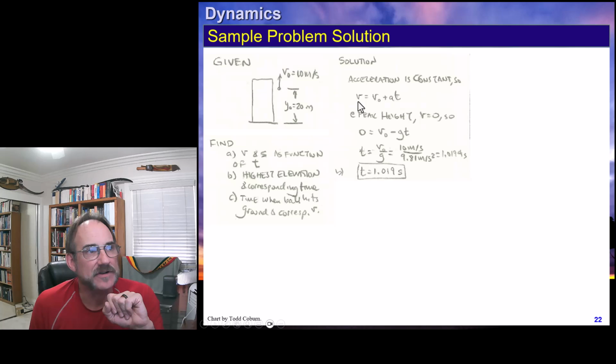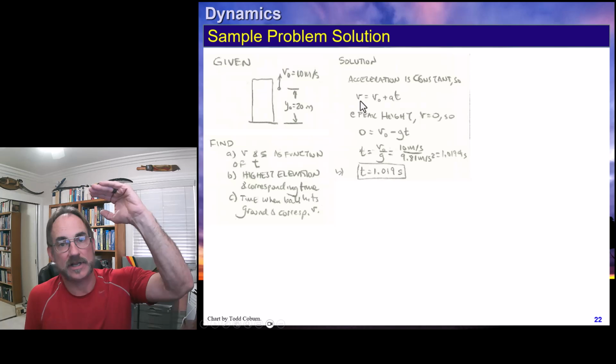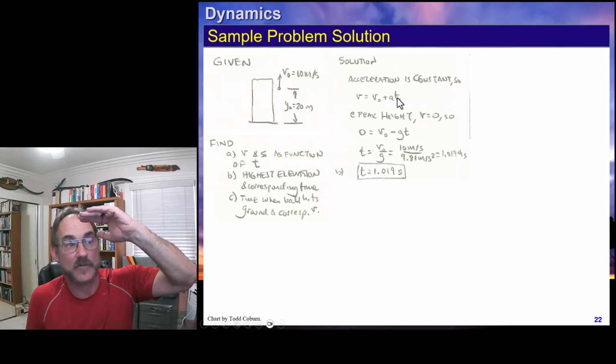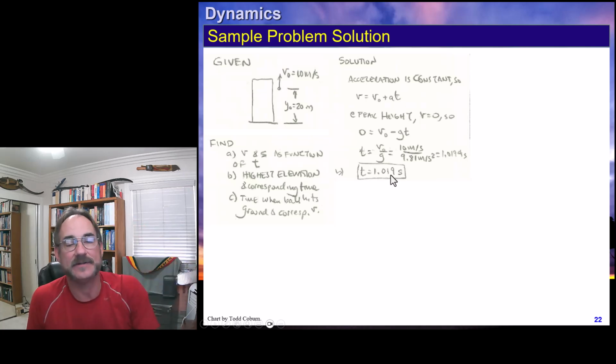This is our equation. v equals v0 plus at. All right, at the peak height, we know the velocity was 0. So the velocity initially is 10. The velocity at that peak height, we're going to look at that second position, is 0. The acceleration is negative 9.81. And the time is what we don't know. We can solve for time. Bang, got that.